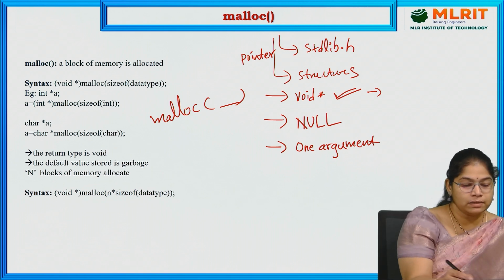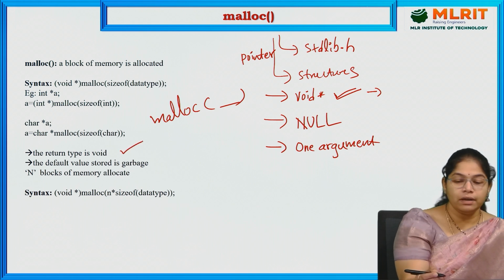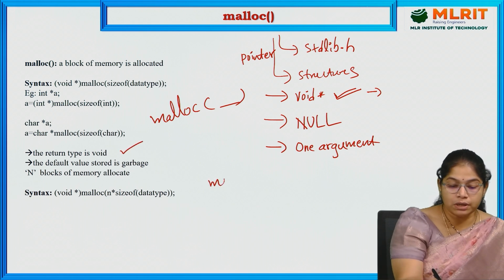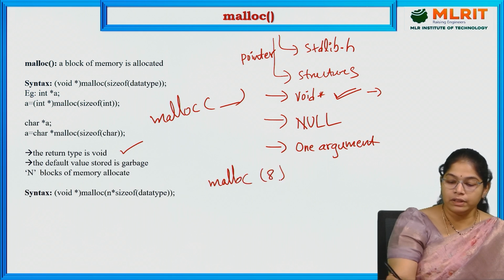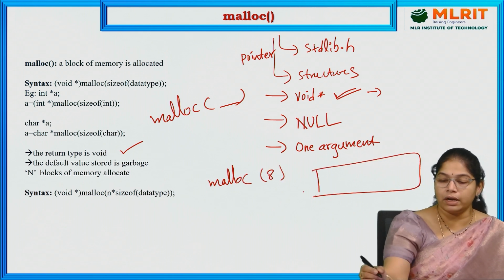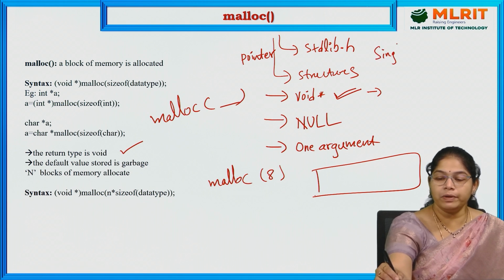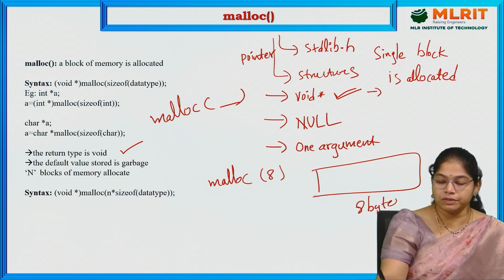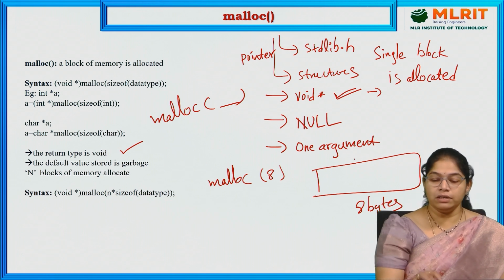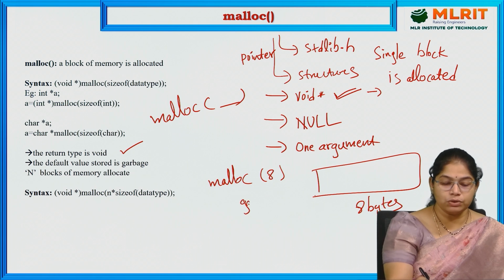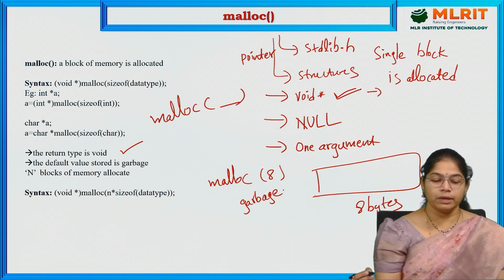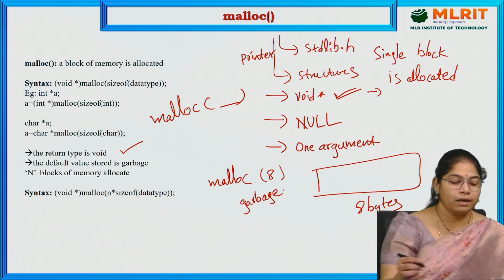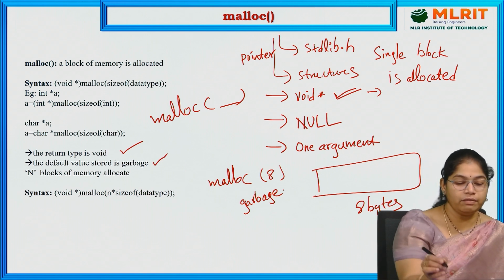Then the syntax. Here the return type is void. Let us suppose using malloc I have given 8. That means 8 bytes of memory, a single block of memory, is allocated. If I did not initialize any value, it is uninitialized, so by default it stores a garbage value. Then the return type is void, and the default value is garbage.